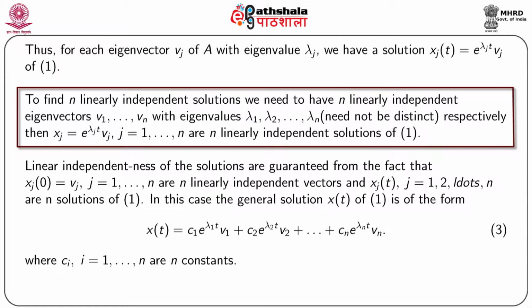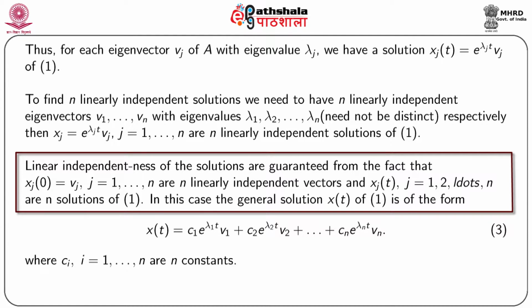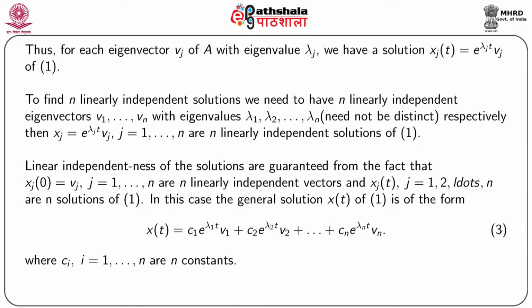To find n linearly independent solutions, we need to have n linearly independent vectors v1, v2, ..., vn with eigenvalues λ1, λ2, ..., λn, which need not be distinct, respectively. Then xj = e^(λj t) vj, j = 1, 2, ..., n are n linearly independent solutions of 1. Now, linear independence of the solutions is guaranteed from theorem 1.4 discussed in the previous module, and the fact that xj(0) = vj, j = 1, 2, ..., n are n linearly independent vectors.